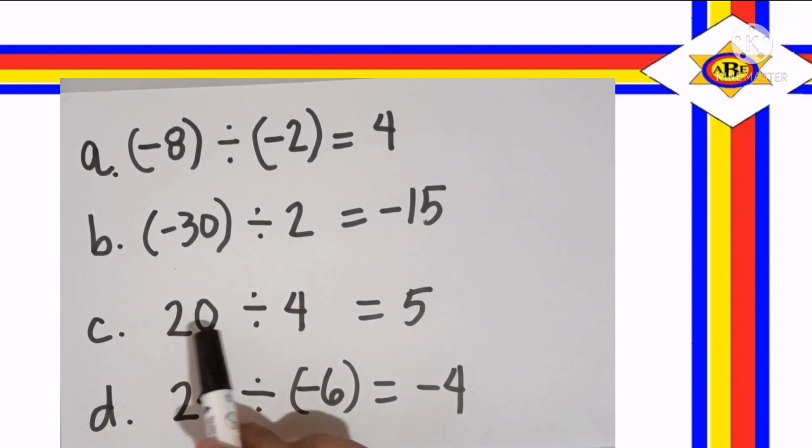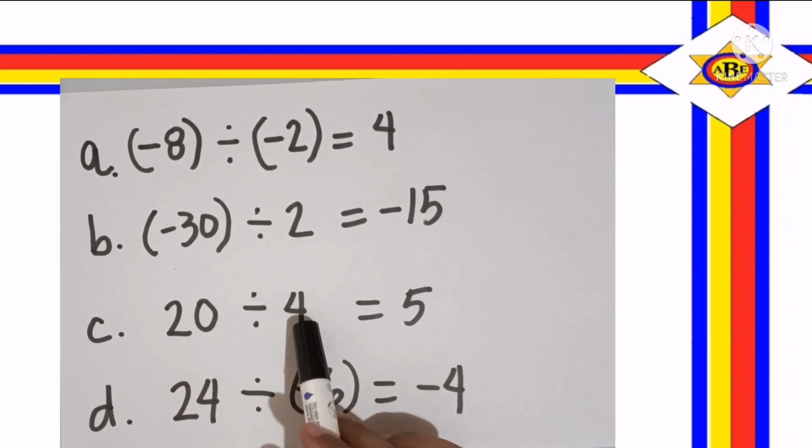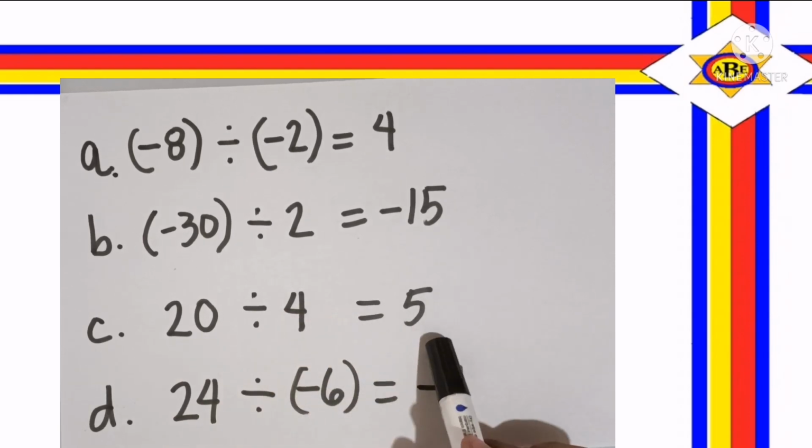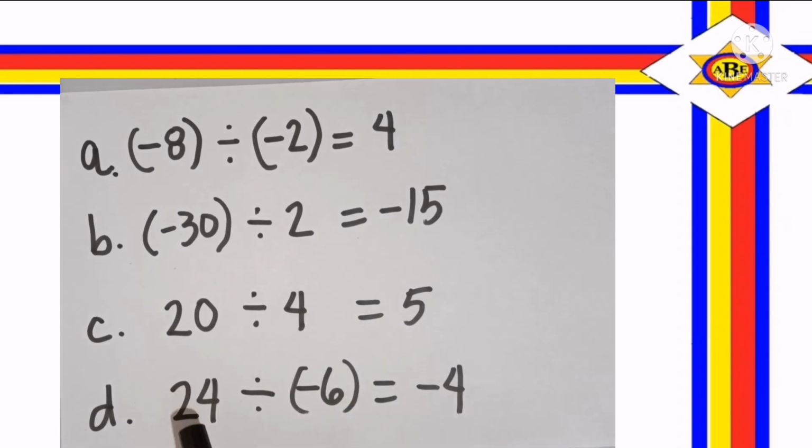For letter C, 20 divided by 4, positive 5. Both values are positive. That's why the answer is positive. For letter D, we have 24 divided by negative 6. That is negative 4, because 24 is positive and we have negative 6. They have different signs. That's why that is negative 4.